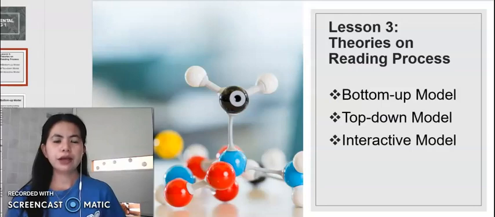For lesson 3, theories on reading process. There are 3 theories: the bottom-up model, the top-down model, and the interactive model.